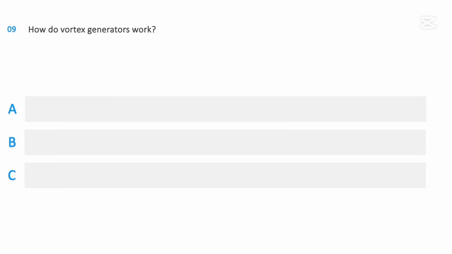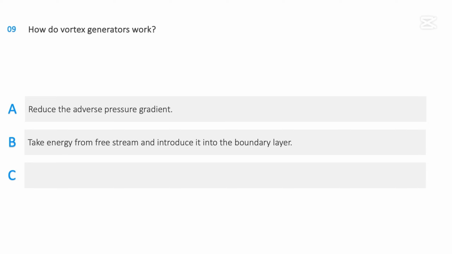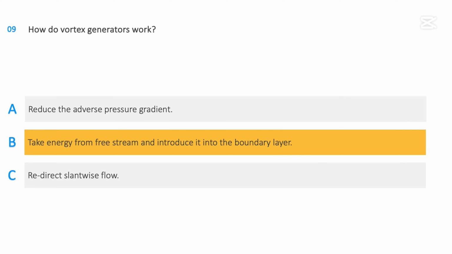How do vortex generators work? Reduce the adverse pressure gradient. Take energy from the free stream and introduce it into the boundary layer. Redirect slantwise flow. The correct answer is take energy from the free stream and introduce it into the boundary layer.